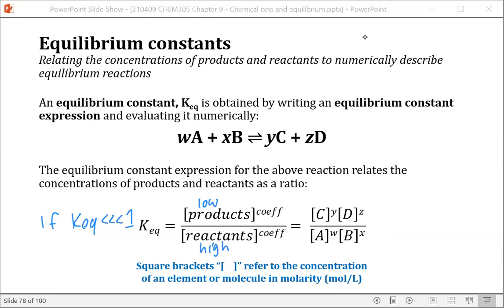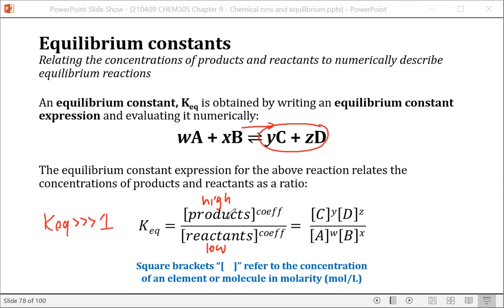If KEQ was significantly greater than 1, again, that means the concentration of products is high and the reactants concentration is low, because for this ratio to be greater than 1, the value on the top, the numerator, needs to be a larger number than the denominator. So if the concentration of products is high, that means the reaction favored the forward direction to make lots of the products.